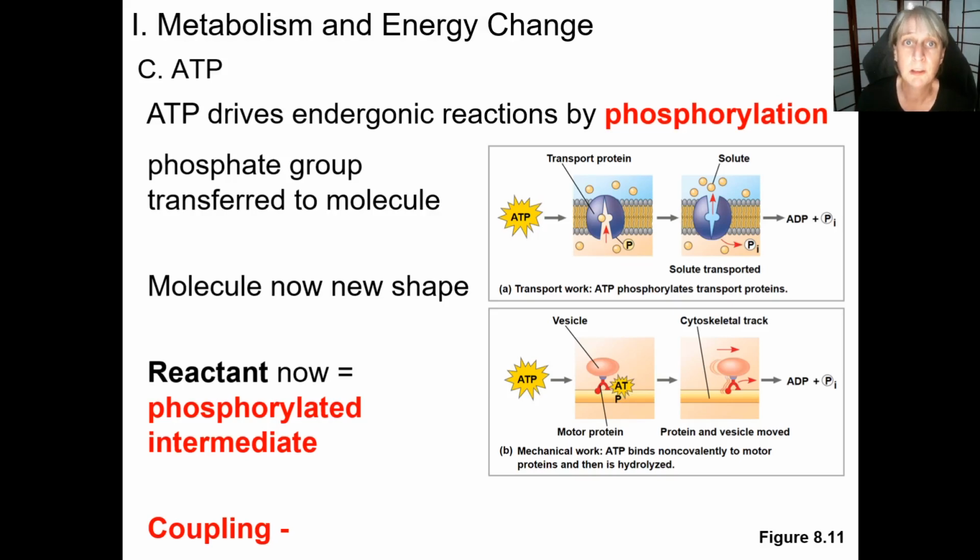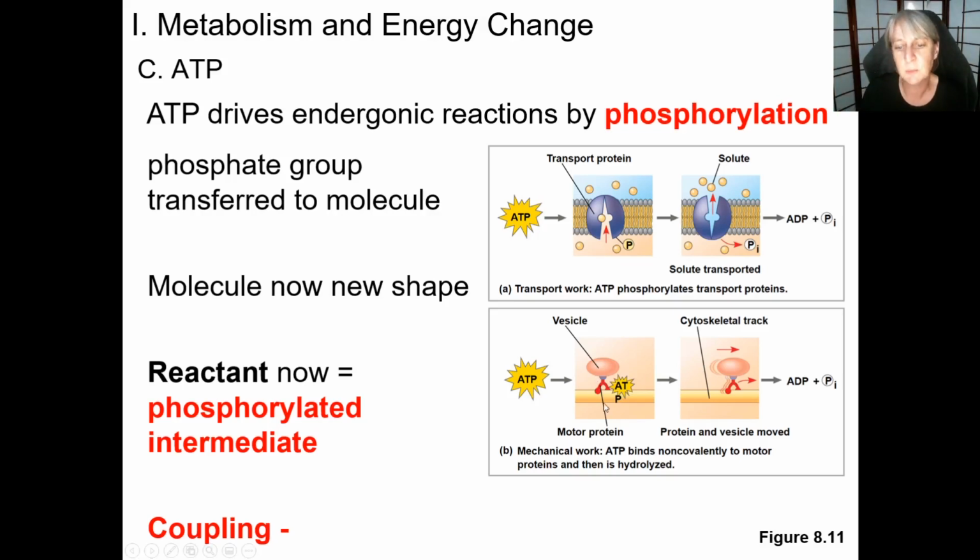That new phosphorylated intermediate, that new shape, means that it is a little bit easier and a little bit lower energy to do the reaction that we want. It often means we just gave it enough energy to cause the reaction to happen. In the case of a transport protein, that may be causing it to open and close. Phosphate on, phosphate off, phosphate on, phosphate off. And each time a phosphate goes on, it uses an ATP.